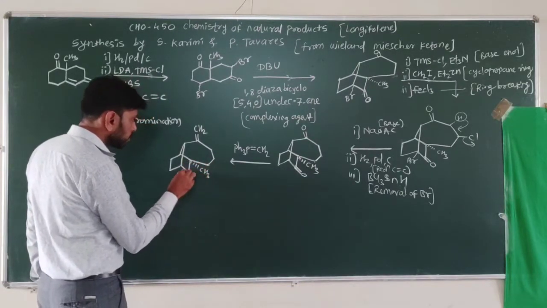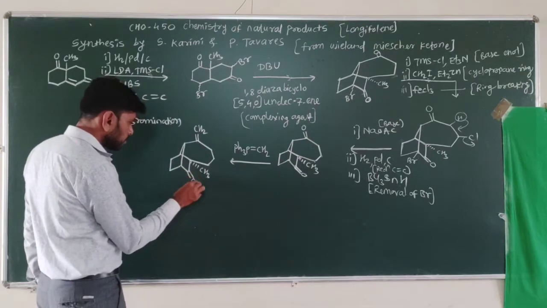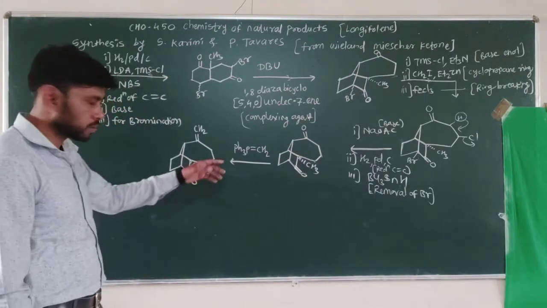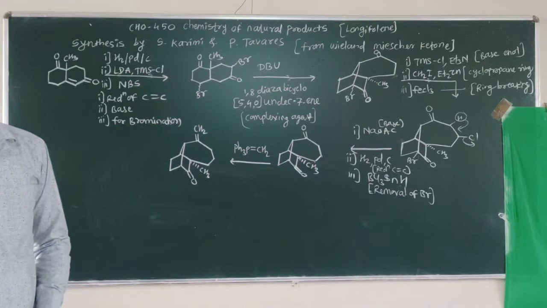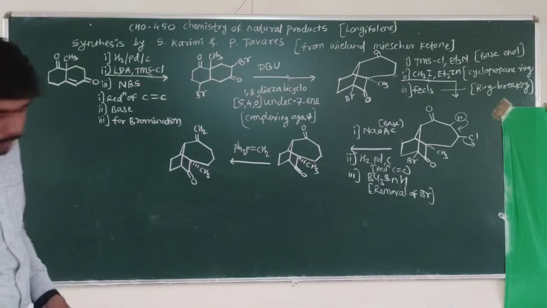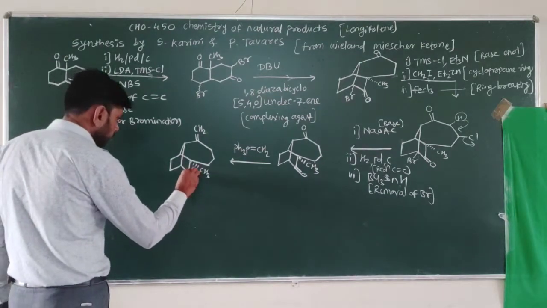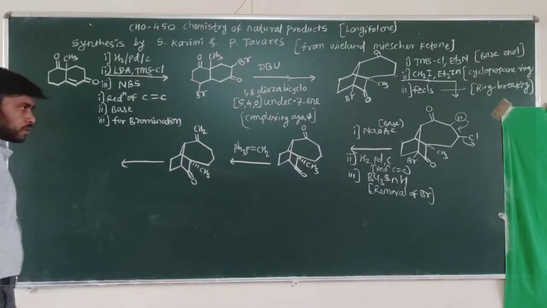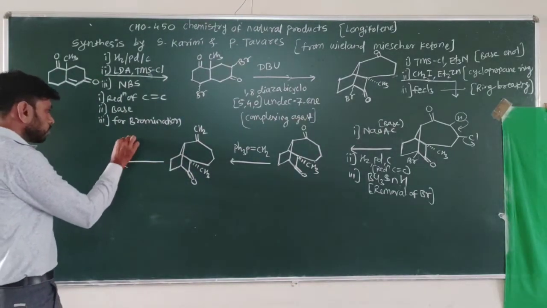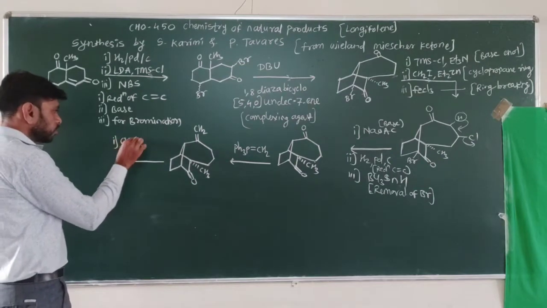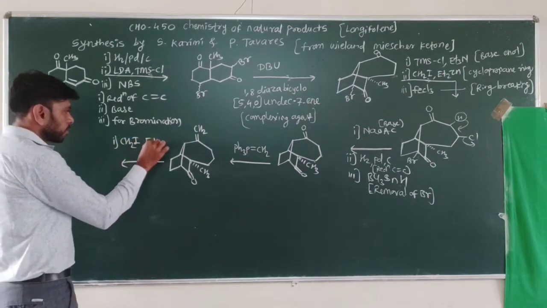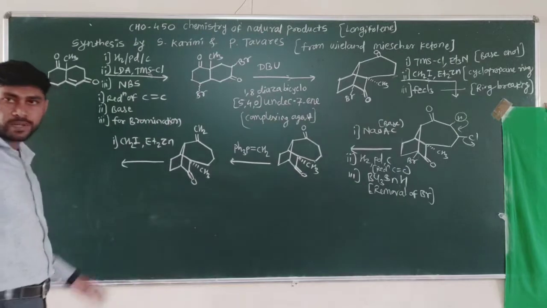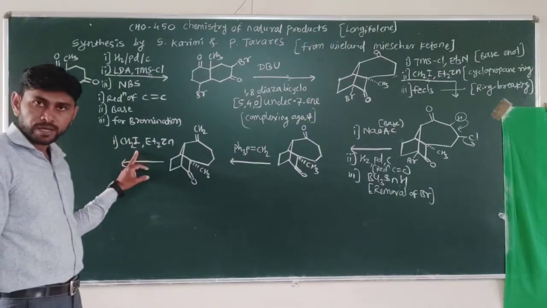Only the less substituted double bond is converted into CH2 here. Now at this stage we have to again use the reagent. First reagent CH2I2 in presence of Et2Zn. So this is the complexing agent, again forming a carbene.